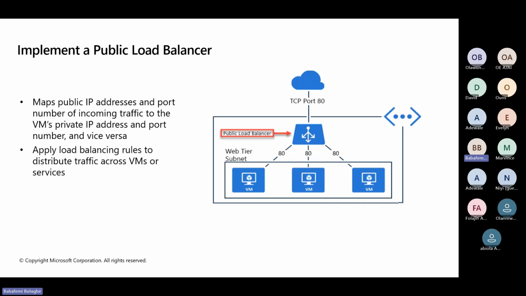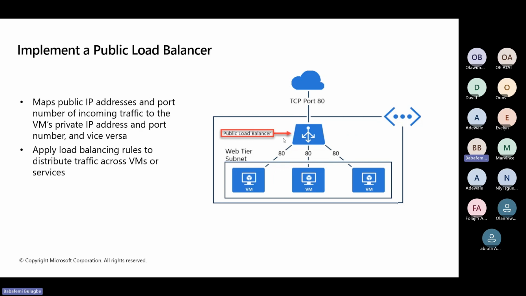So we'll talk about how we implement a public load balancer. Like I've said, anything public is what you have actually exposed to the internet. We say an application is a public facing application because people can access it from the internet. It is not within a particular organization. So anyone with the URL, anyone with the IP address can access the application.